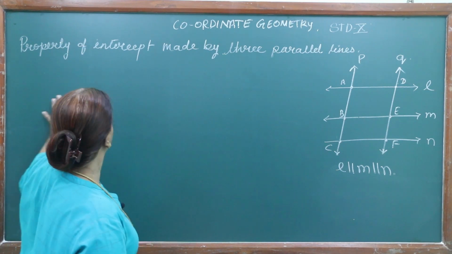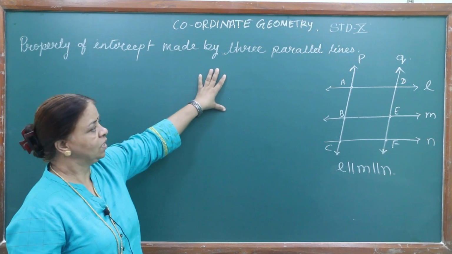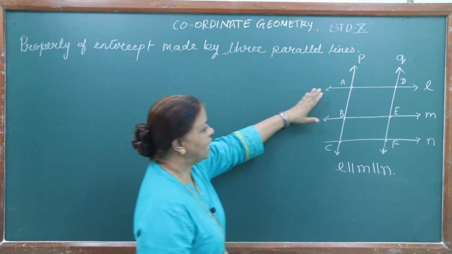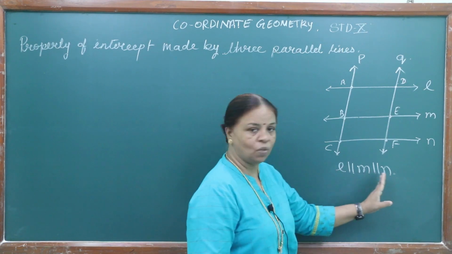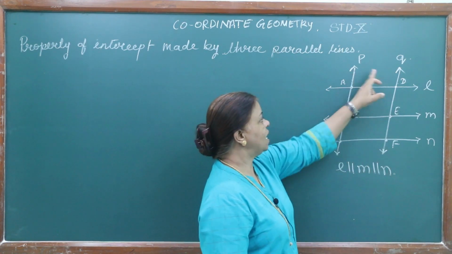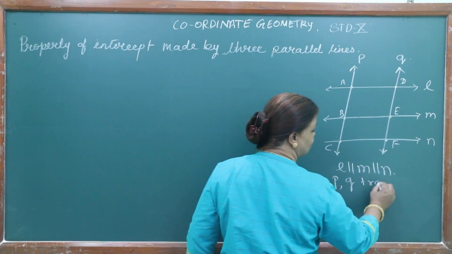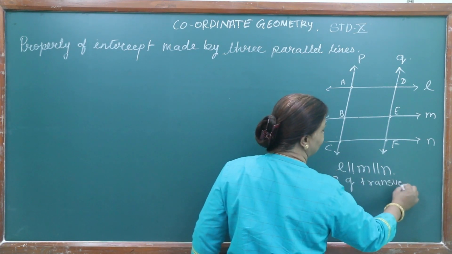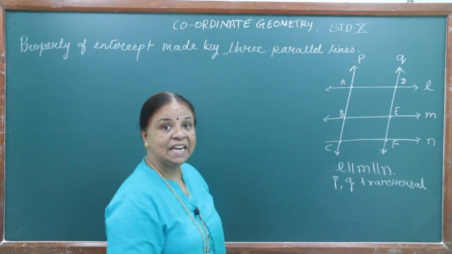So let us begin with the property of intercept made by three parallel lines. Children, you can see here line L, line M and line N are parallel to one another, and P and Q are transversals. Transversal means the line which divides the parallel lines into intercepts.